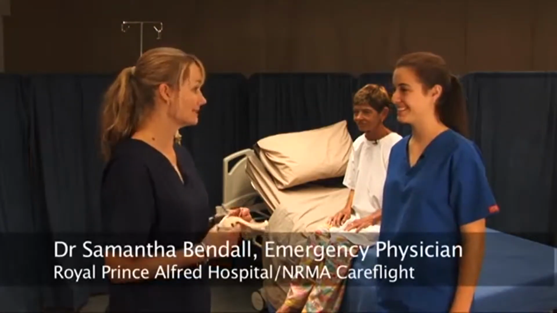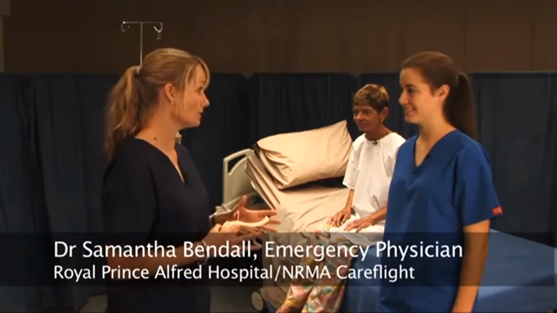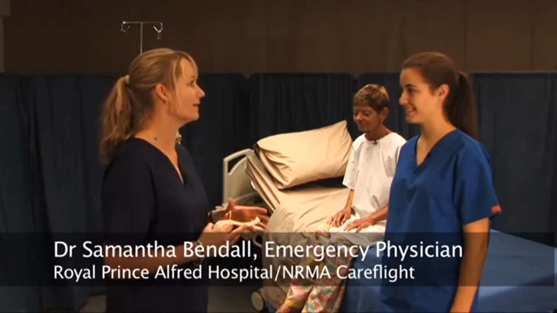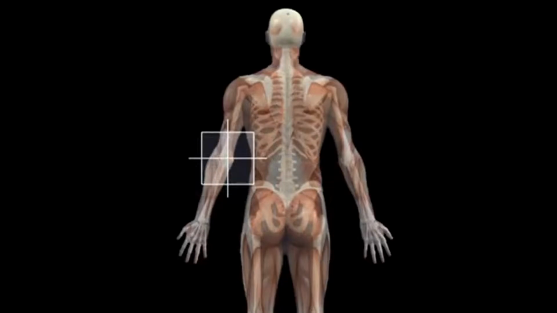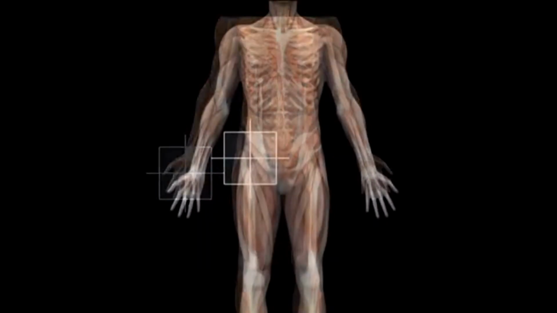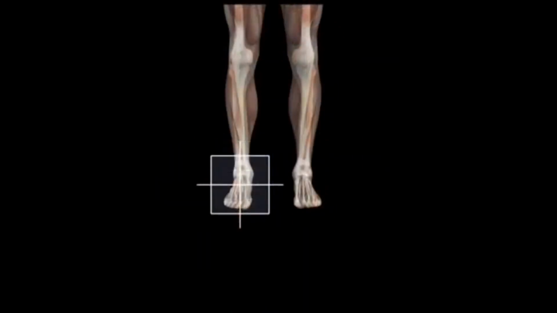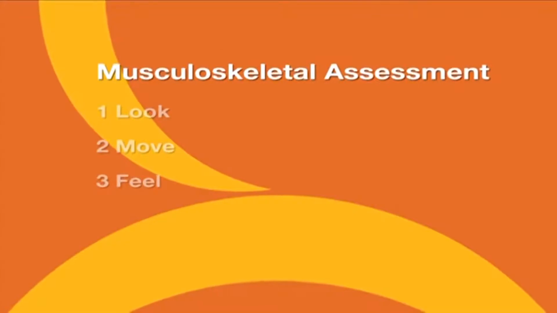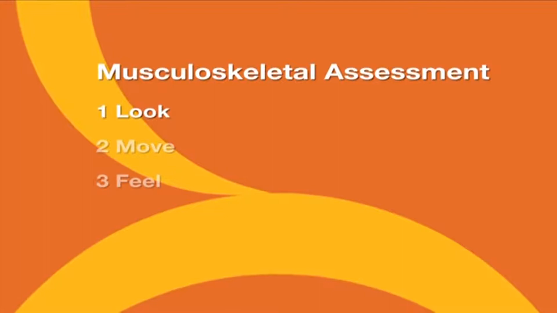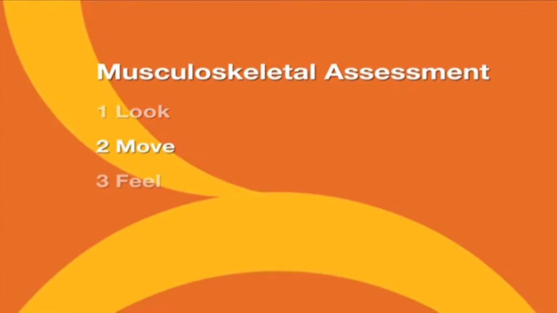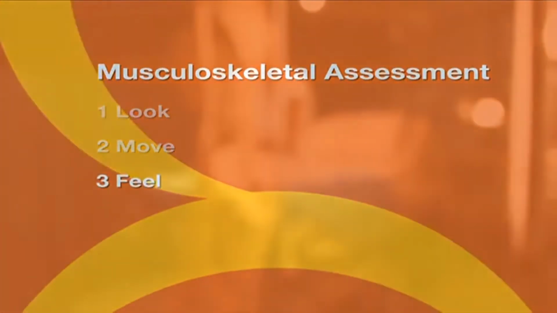In this session, Dr. Samantha Bendel demonstrates how to do a musculoskeletal assessment. This involves an assessment of all 6 joints: the shoulder, elbow, wrist, hip, knee and ankle. The assessment of each joint follows the same process of look, move, feel. You inspect the joint, then move the joint, and finally feel the joint.